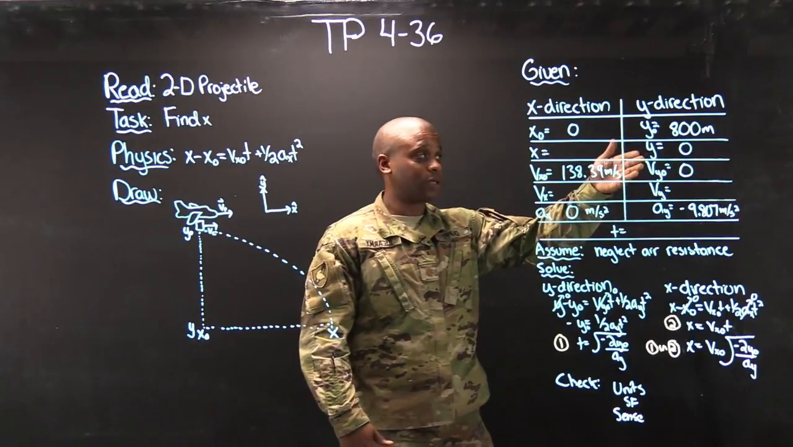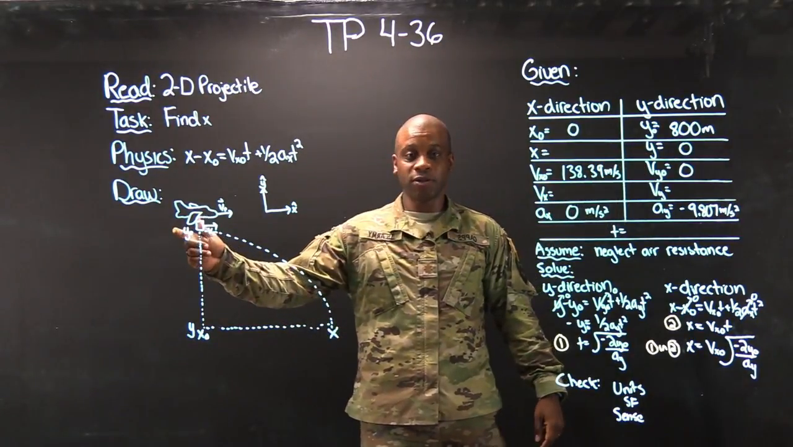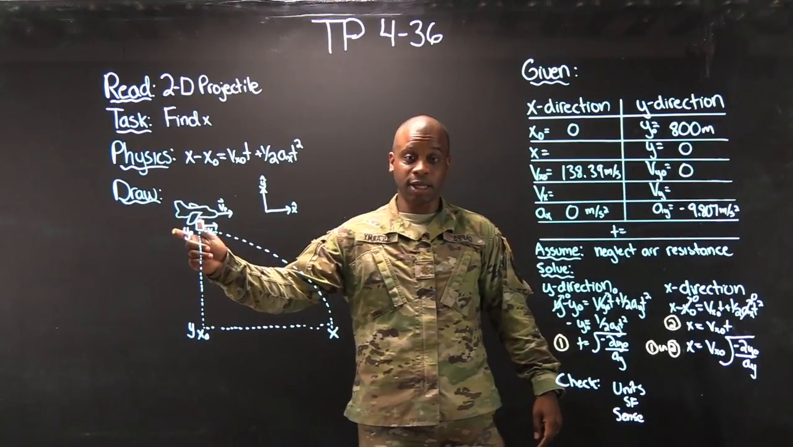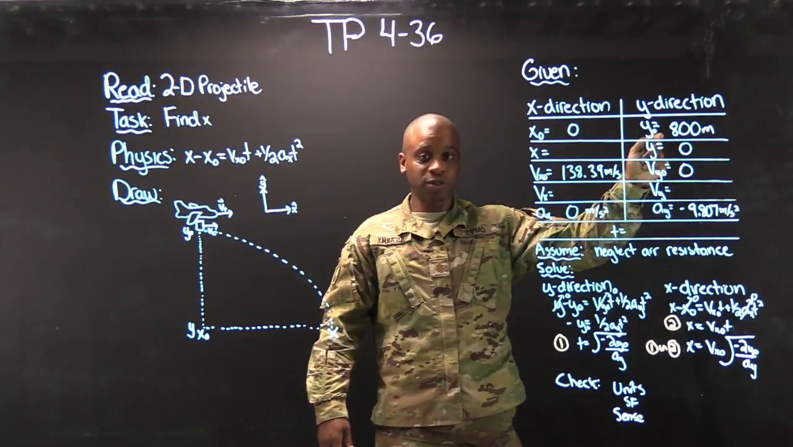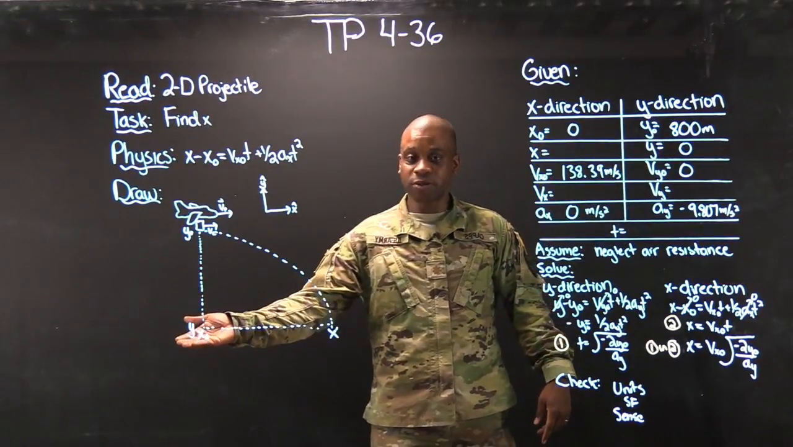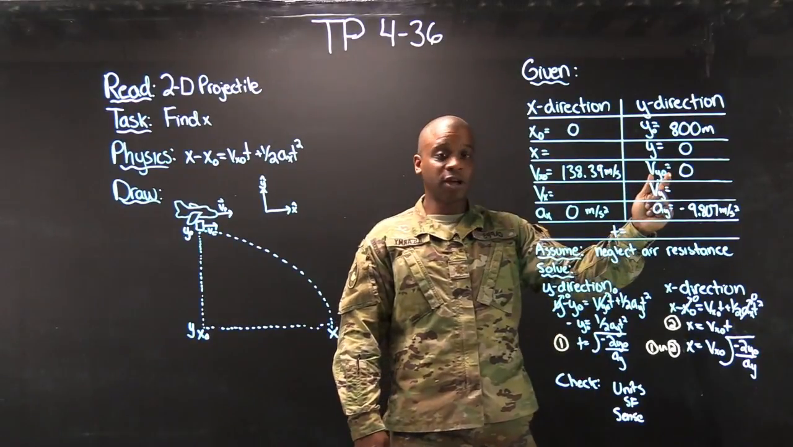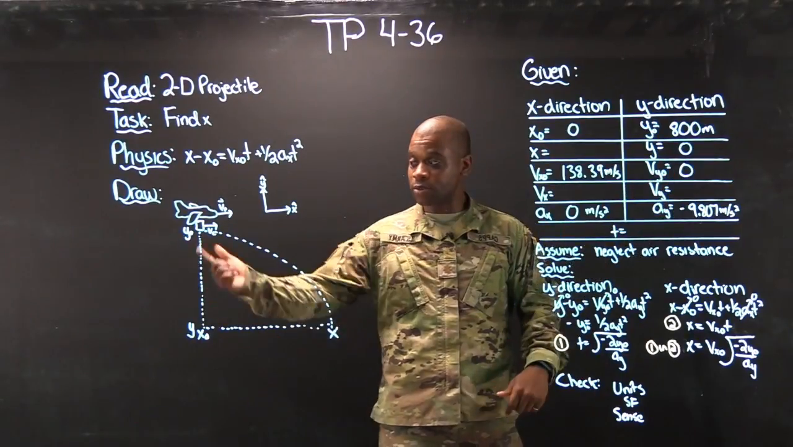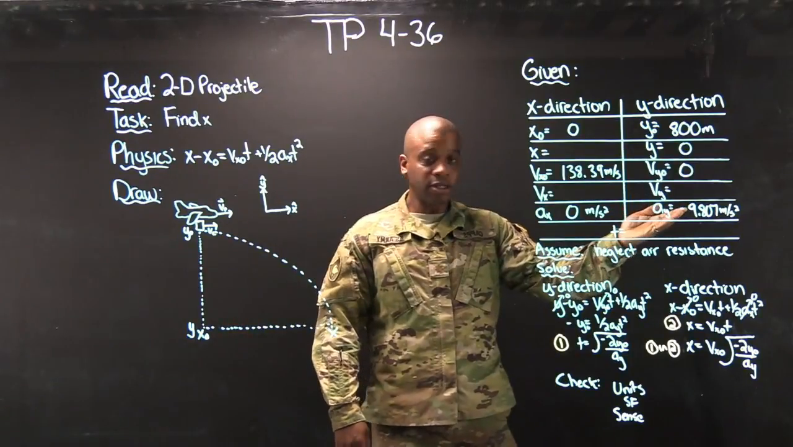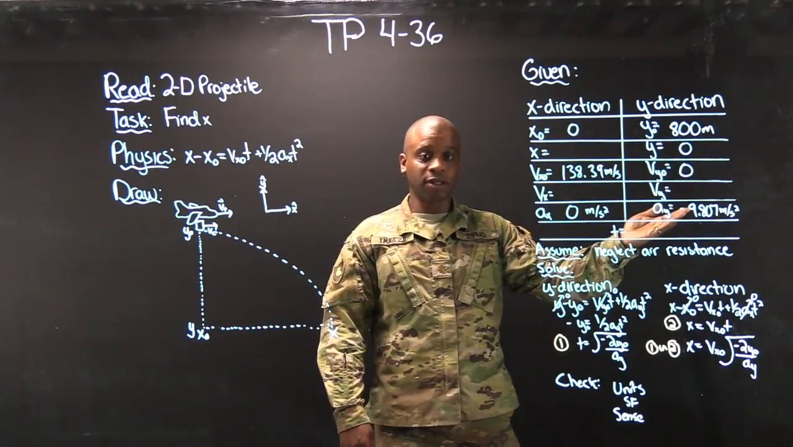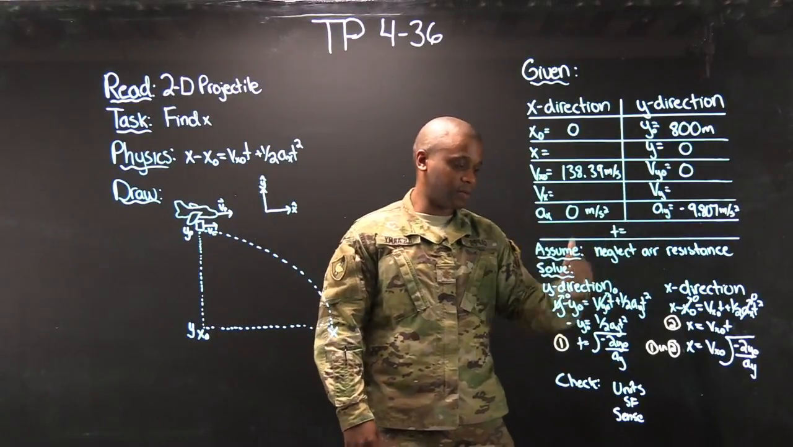Continuing to talk about the y direction, our initial position is 800 meters, and I designated that to help me solve the problem. If that is my initial position, then I set my final position at 0. My initial velocity in the y direction, remember we talked about, is 0. And the acceleration due to gravity is in the negative direction, indicated by that negative sign.